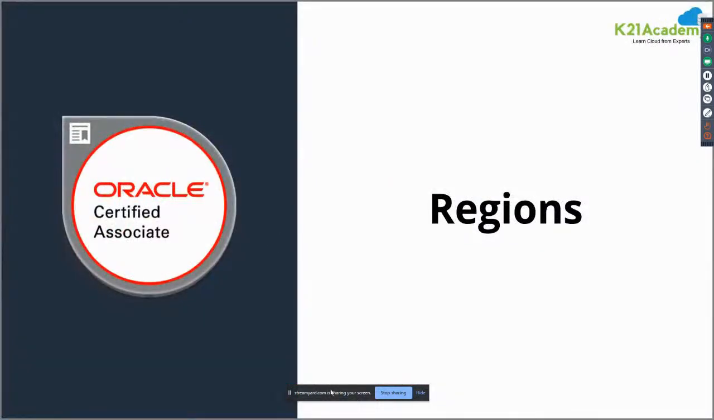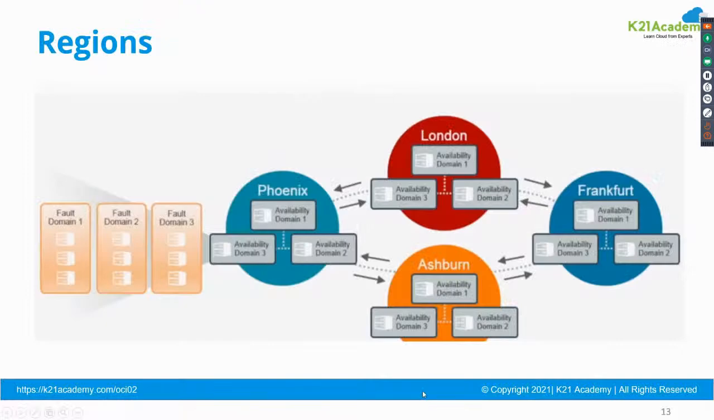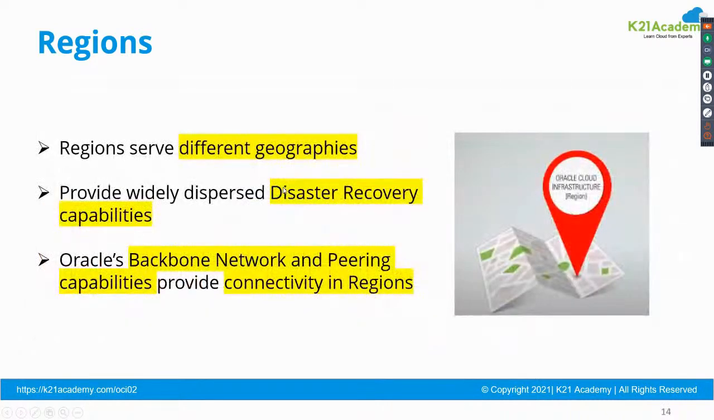Okay, so let's start with the region. Now region, as I say, is a geographical location, and you can see here London, Frankfurt, Ashburn, Phoenix. All these are basically regions. It is basically a geographical location in different geographies around the globe, where Oracle sees that the business is there, and business is more. Oracle first plans in a phased manner and prepares the data center over there. Now this is widely spread, and has got disaster recovery capabilities as well.